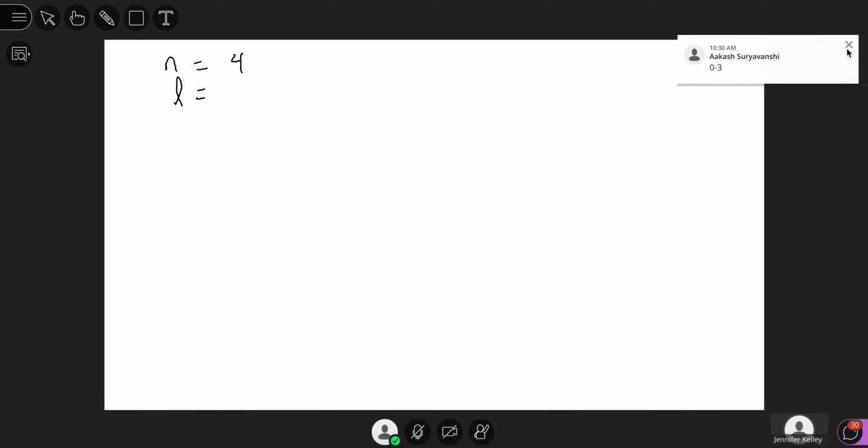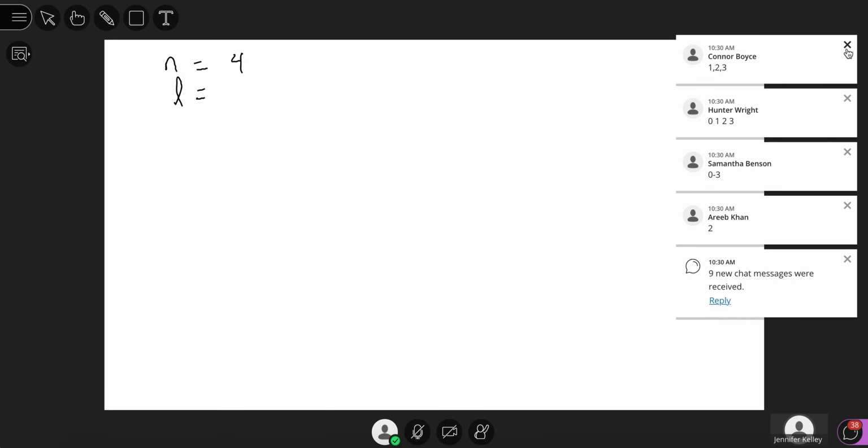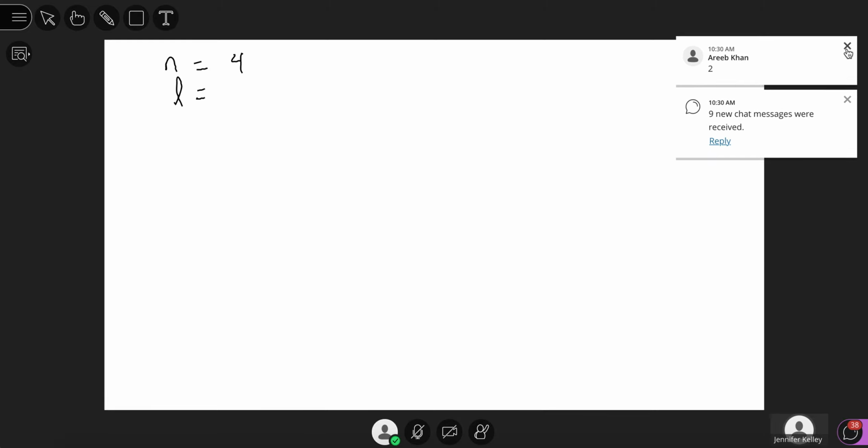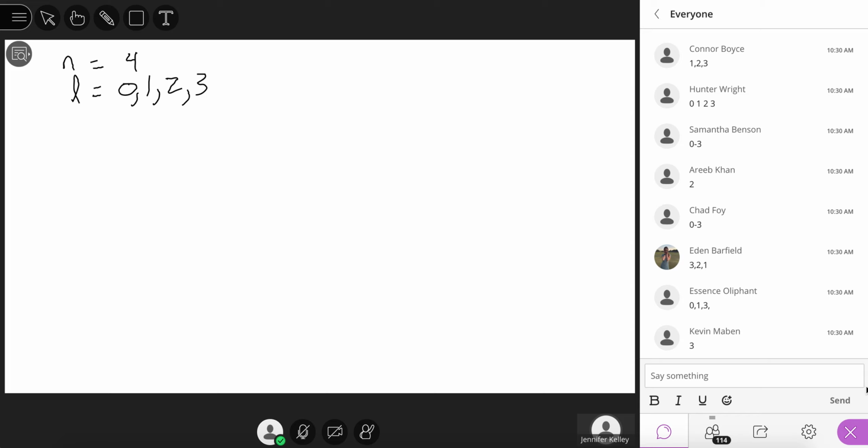All right, so let's say N equals 4. What are the values that L could be? You just put it in the chat. Could be 3, yep. 0, 1, 2, and 3, perfect. And then if we're talking about a particular electron, it would just be one of these. These are just the possible values.